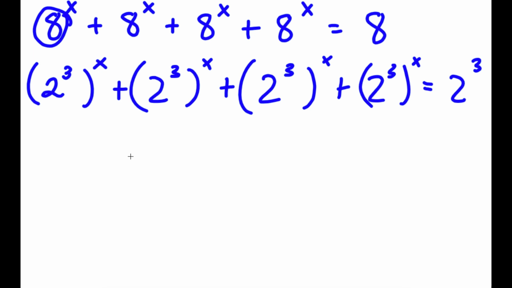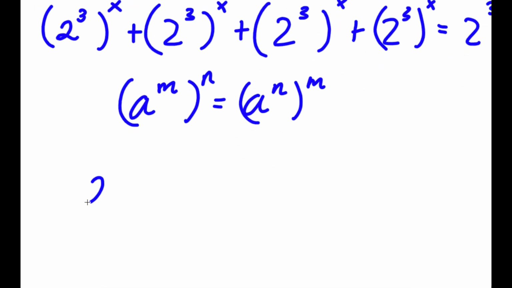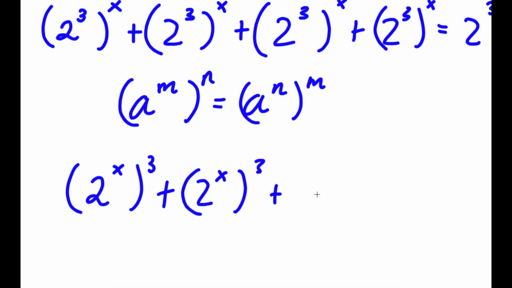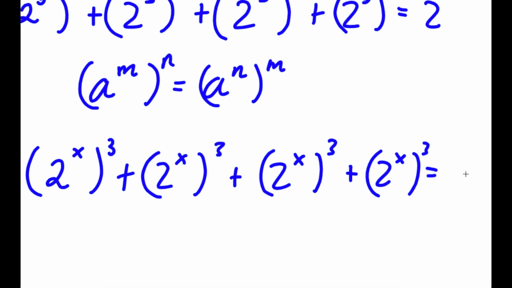Now, if I have something in the form a to the power of m to the power of n, this is the same thing as a to the power of n to the power of m. So 2 to the power of 3 to the power of x, that's the same thing as 2 to the power of x to the power of 3. So now I have 2 to the power of x to the power of 3 plus 2 to the power of x to the power of 3 plus 2 to the power of x to the power of 3 plus 2 to the power of x to the power of 3 is equal to 2 to the power of 3.